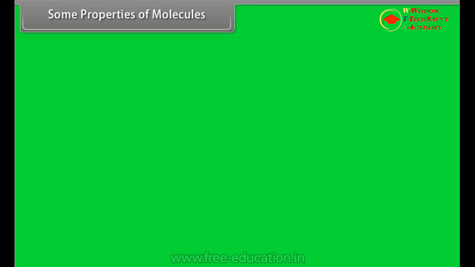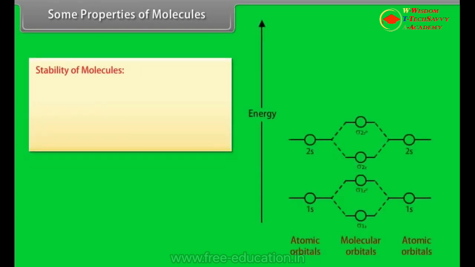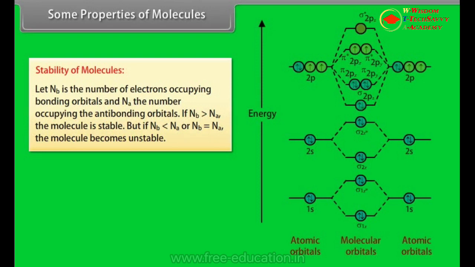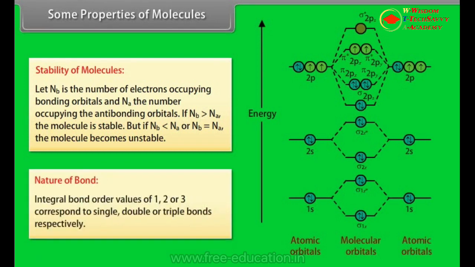Some properties of molecule. Stability of molecule. If Nb is the number of electrons occupying bonding orbitals and Na is the number occupying the anti-bonding orbitals, if Nb is greater than Na, the molecule is stable. But if Nb is less than Na or Nb is equal to Na, the molecule becomes unstable. Nature of bond. Integral bond order values of 1, 2 or 3 correspond to single, double or triple bonds respectively.